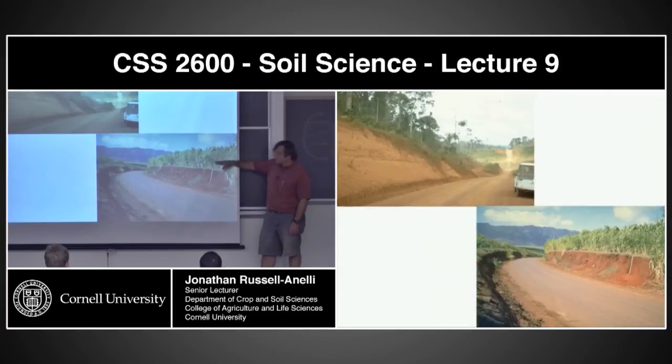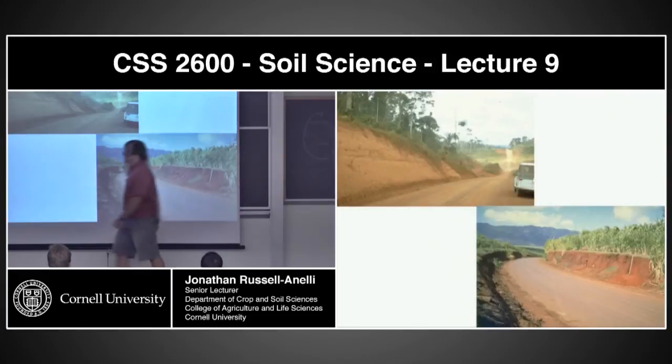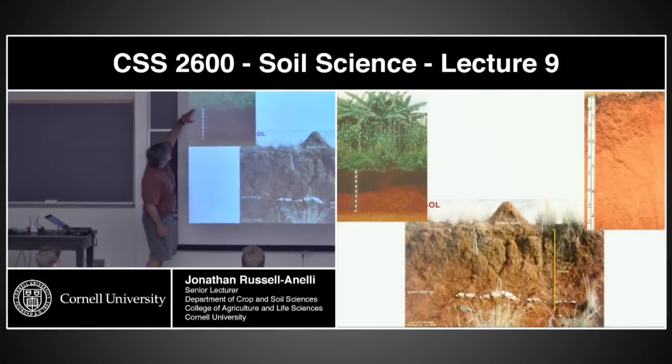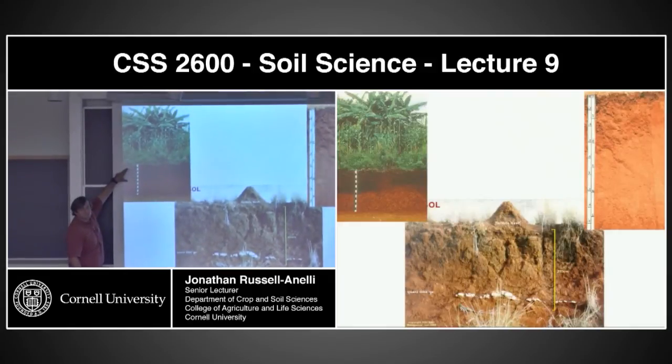Okay, but you see this landscape? Red, really rich red. Here's some more pictures, and this is actually a more blatant one right here. Can you see the darkness here? The dark colors here.